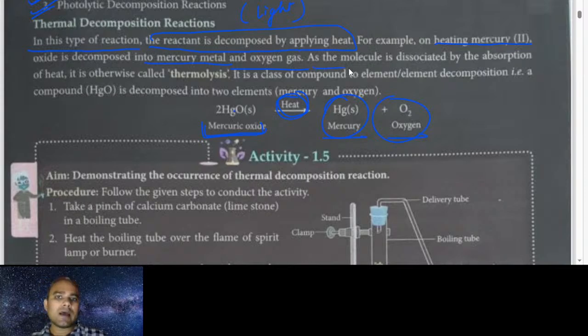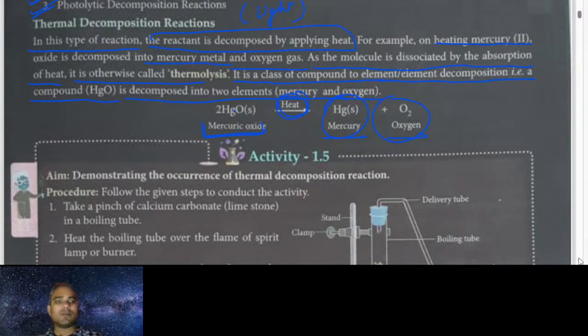Thermal. As the molecule is dissociated by the absorption of heat, it is otherwise called thermolysis. You can call it thermolysis also. It is a compound to element decomposition, that is, the compound HgO is decomposed into two elements, mercury and oxygen. So this is the decomposition.